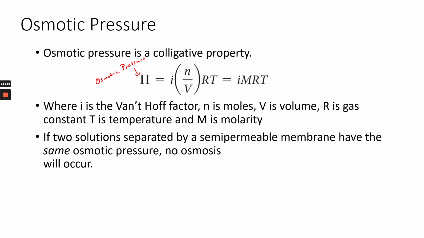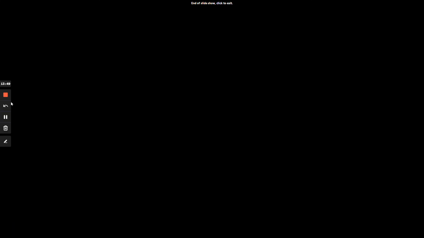If two solutions are separated by the semi-permeable membrane, and they have the same osmotic pressure, then no osmosis will occur. You need to have different pressures for osmosis to occur. And that is the end of part 3.